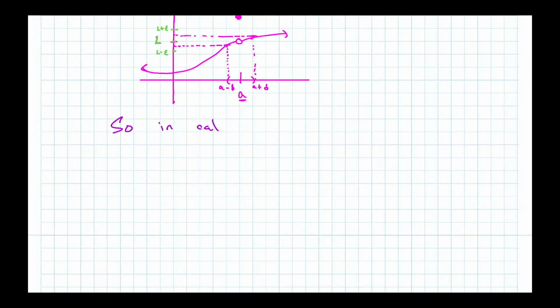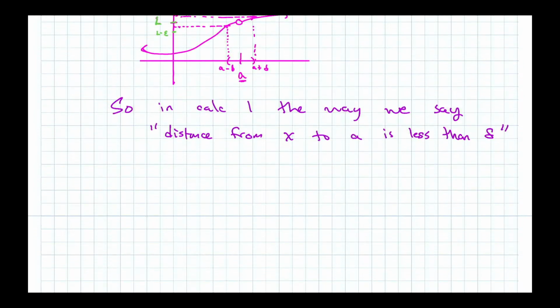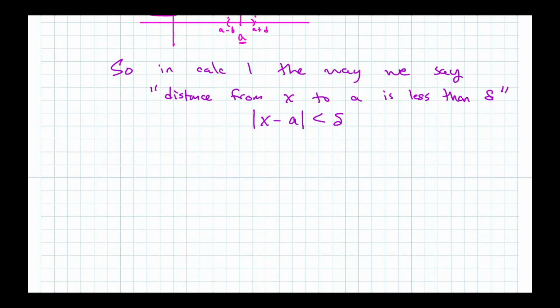So in Calc 1, the way we say distance from x to a is less than delta, for example, is like this: absolute value x minus a less than delta. Okay, how do we extend that to three dimensions? Okay, and here's how. I keep saying three dimensions, but we're only going to add two at first, right? We're only going to go x and y. So if I keep saying three dimensions, ignore me. Functions of two variables is what I mean.